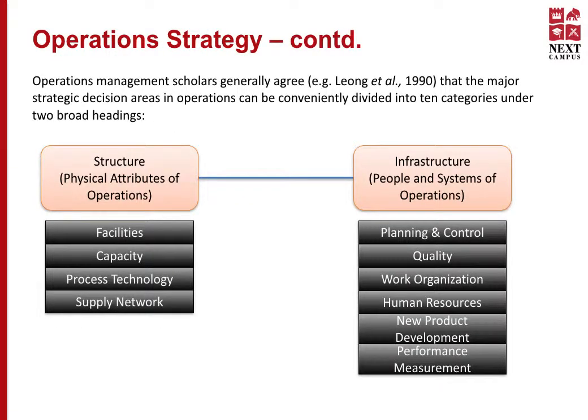So, operations management scholars generally agree that the major strategic decision areas in operations can be conveniently divided into 10 categories under 2 broad headings. The first, structure. The second, infrastructure. Structure is all about the physical attributes of operations, while infrastructure is all about people and systems of operations.